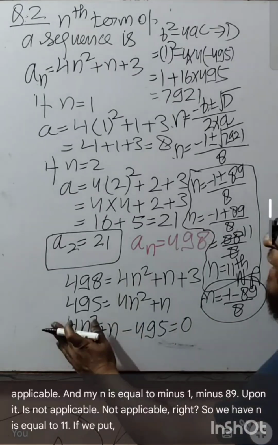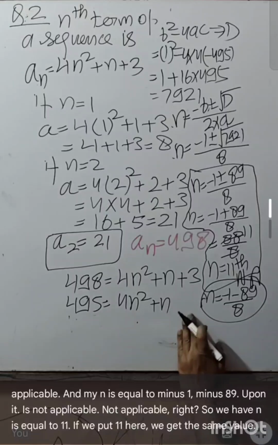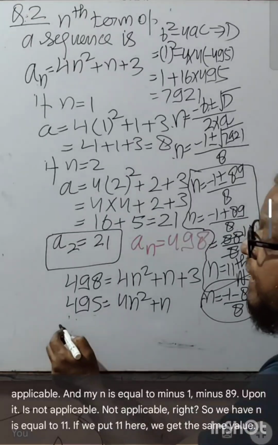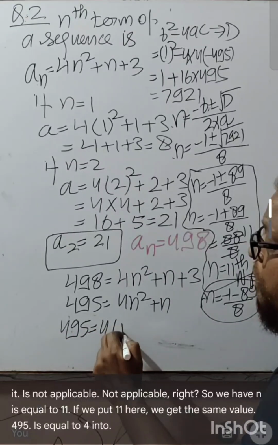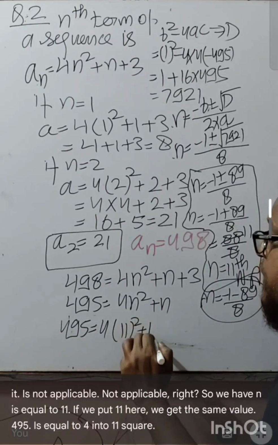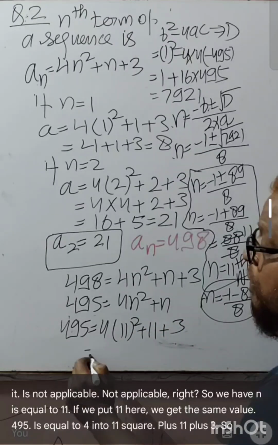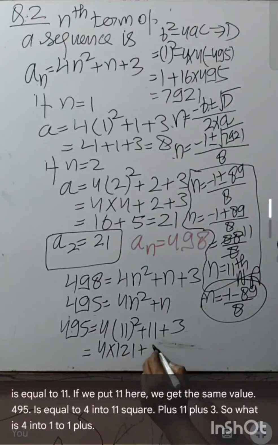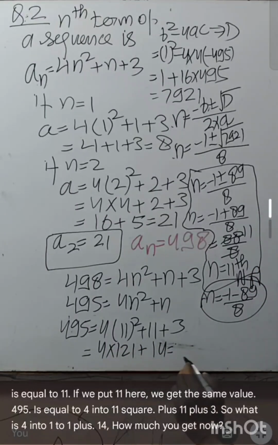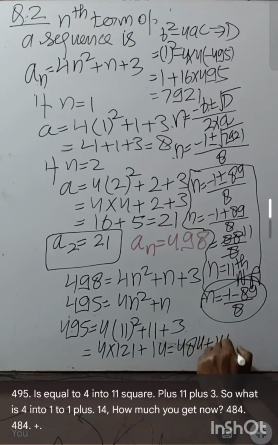If we put 11 here, we get the same value. 495 is equal to 4 into 11 square plus 11 plus 3. So what is 4 into 121 plus 14? How much you get now? 484. 484 plus 14 becomes 495.